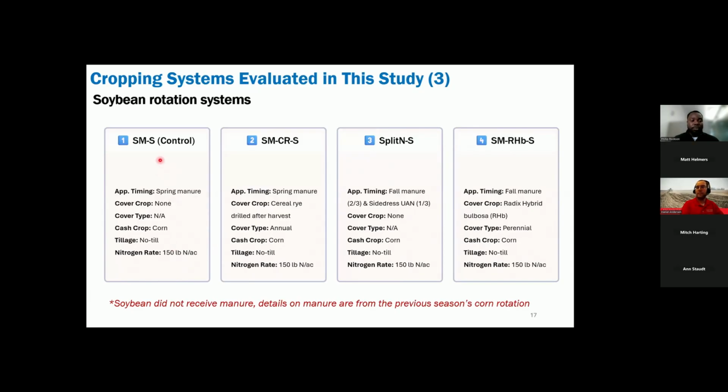So as we had in the corn, we have a control where there's no cover crop. We have the annual cover crop, which is cereal rye, planted right after harvesting. For our split manure application as well, there's no cover crop. And for our RHB, the perennial cover crop, it was also left from the previous season.